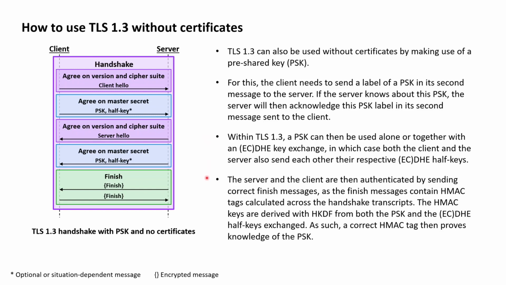The authentication of the peers then takes place by the client and the server sending each other the finish messages at the end of the handshake. These finish messages within TLS 1.3 contain an HMAC tag calculated across a transcript of the entire handshake, and the HMAC keys used are keys derived with the HMAC-based key derivation function HKDF from both the pre-shared key and the optionally added ECDHE half keys exchanged. As such, a finish message that contains a correct HMAC tag then proves knowledge of the pre-shared key.